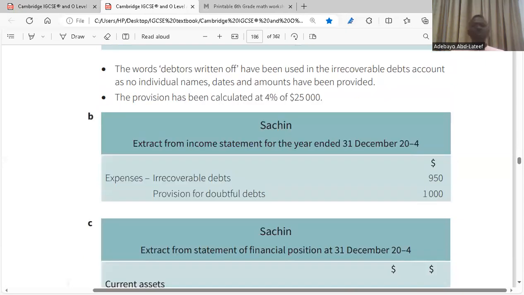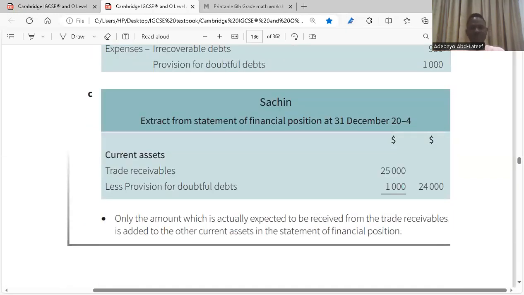Yes. Now, the extract from the income statement. The income statement will have expenses, irrecoverable debt, and provision for doubtful debt, which is 950 and 1,000. So the expenses will be 1,950. Is it clear? Yes, yes.